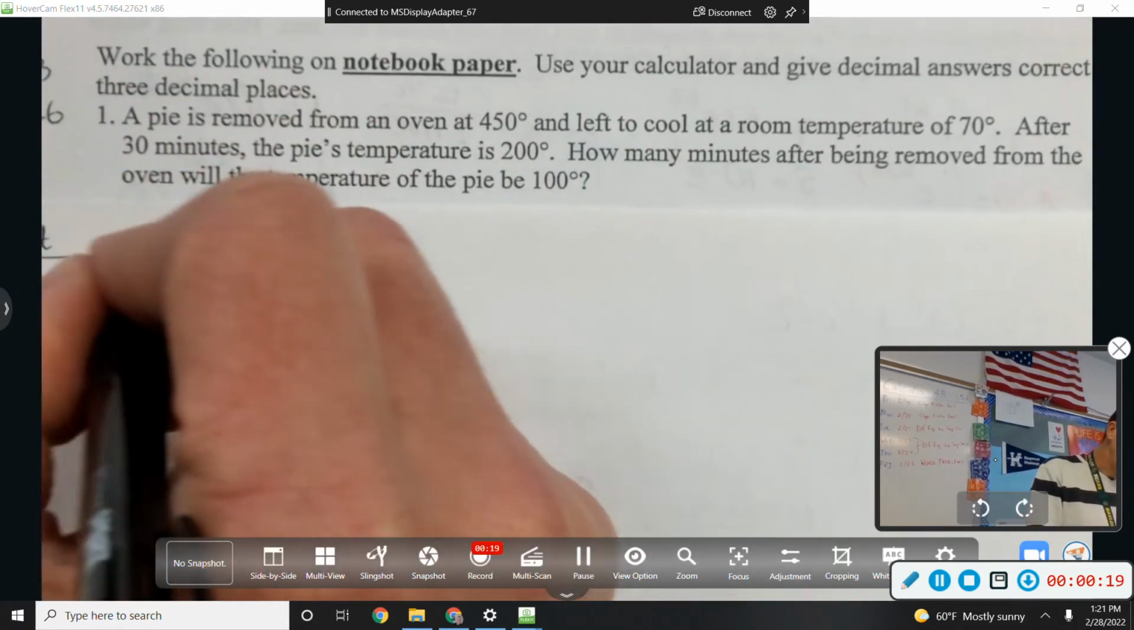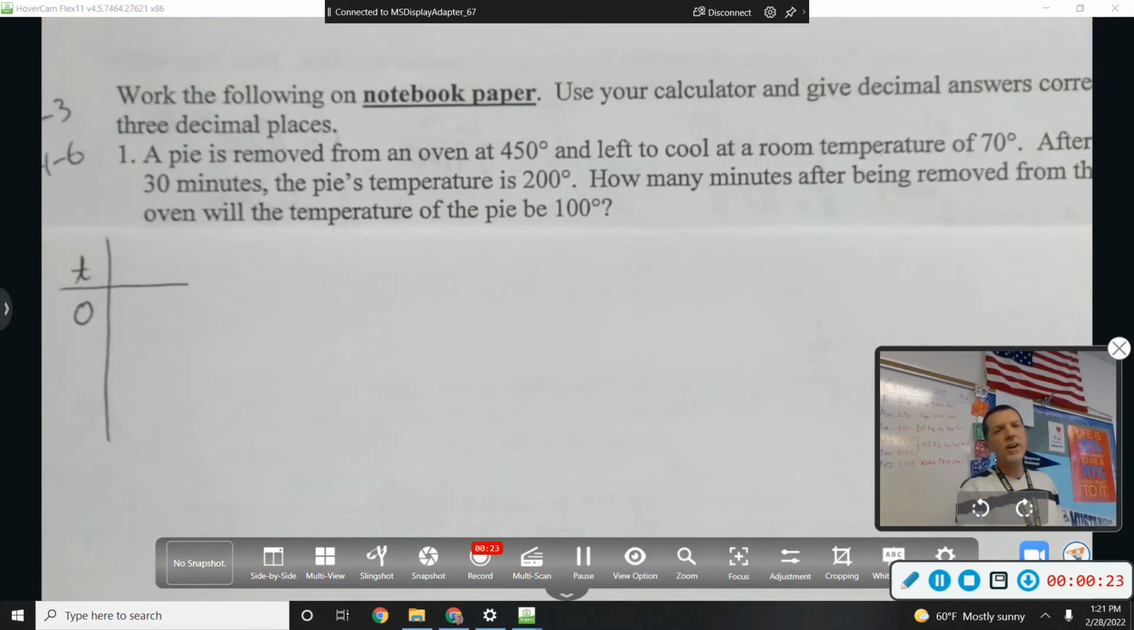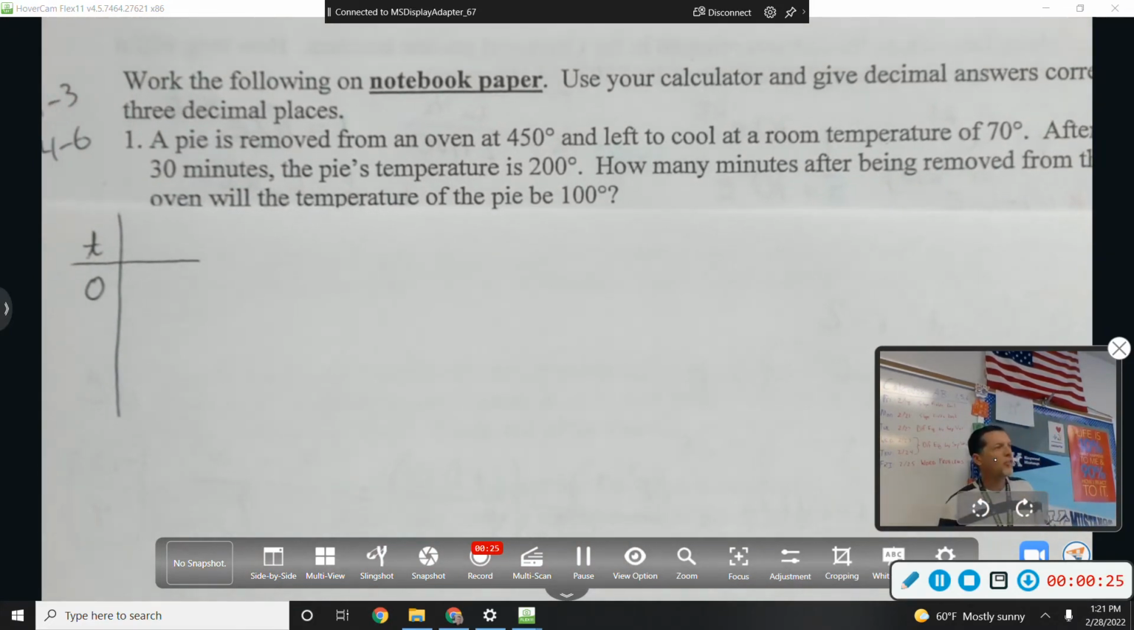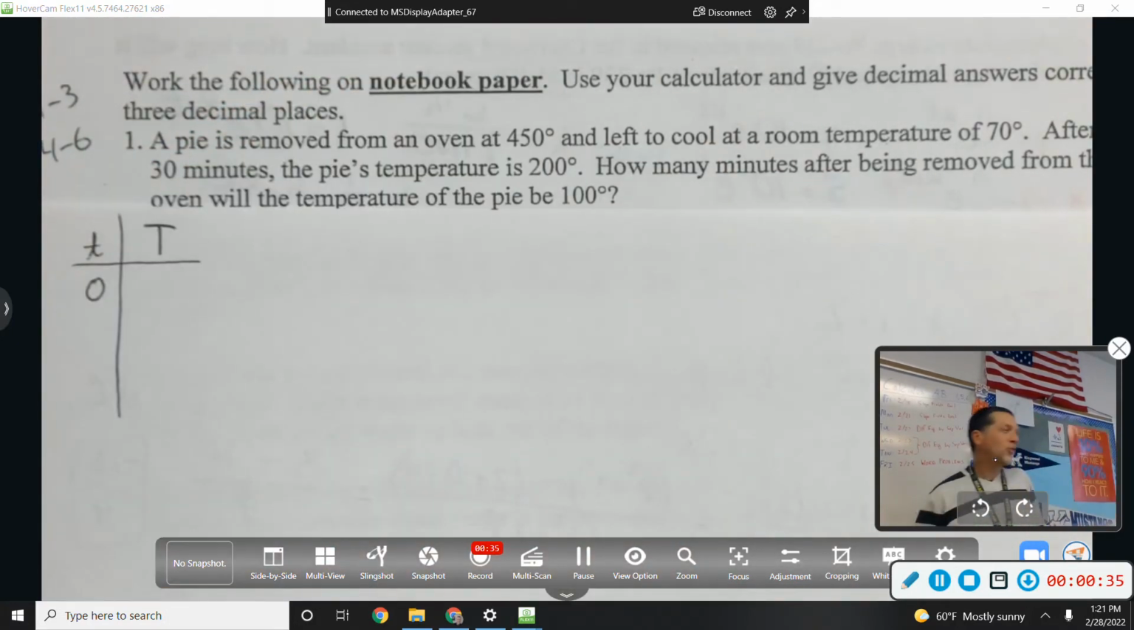So time and, do you have a variable preference for temperature? Yes. Big T? Do you want to do big T and little t? Yes. Okay. I'm fine with that. You just got to be careful if you're going to use T and t.